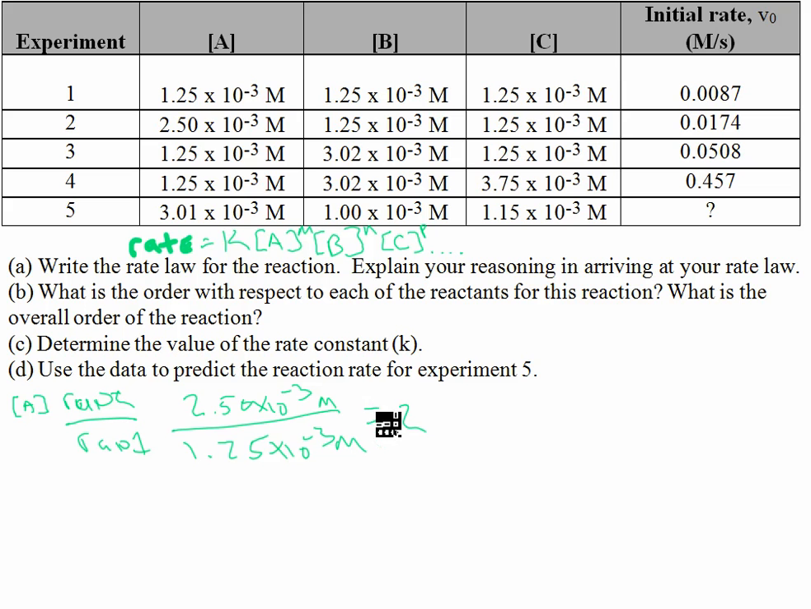I'm going to use my rate from trial 2 over my rate from trial 1. This is going to be 0.0174 over 0.0087, in big M per second. I don't really care too much about units for these problems because they're just going to cancel out in the first parts here. So this actually gives me 2 as well.